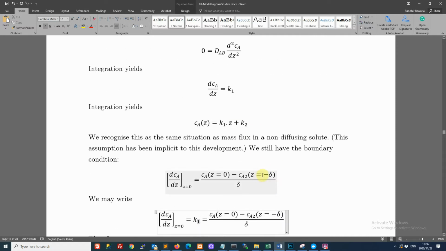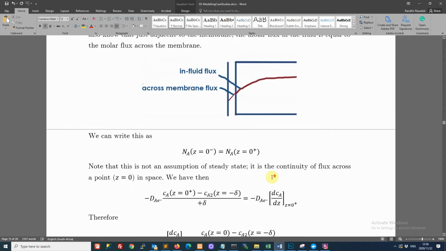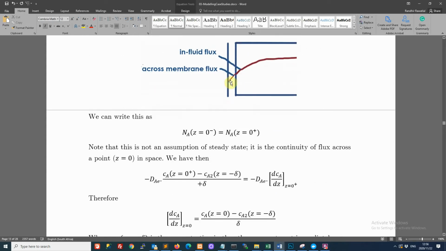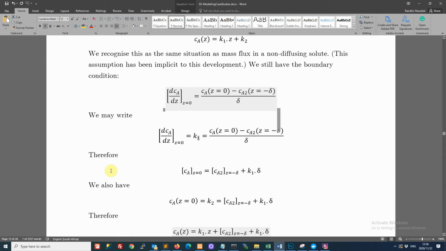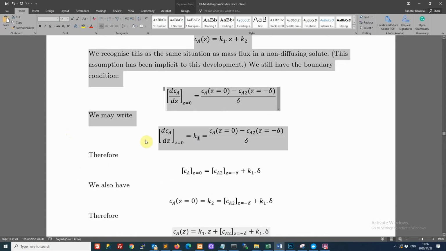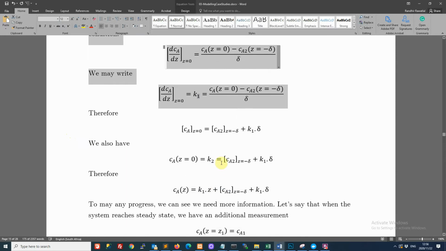And by the way, I've written it as minus delta because when we were writing this difference, we defined this to be z, and then the thickness is delta. So this is at position z equals minus delta. I forgot to explain this here. Anyway, we have this expression now, and so we've got k1 equals that. So we've rewritten this. We've just taken this right hand side and written this in terms of C_A at z equals 0.